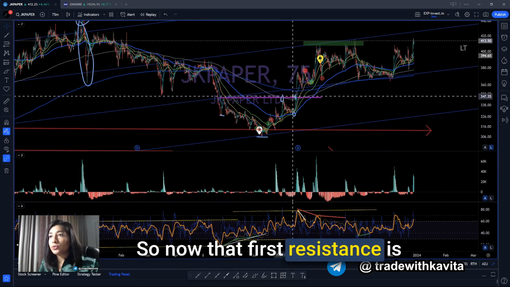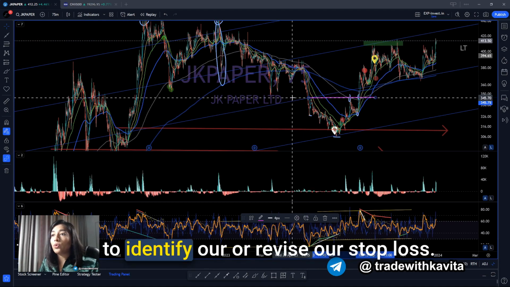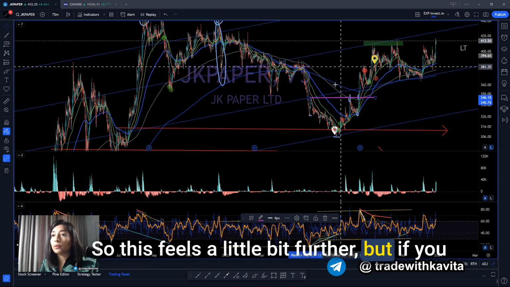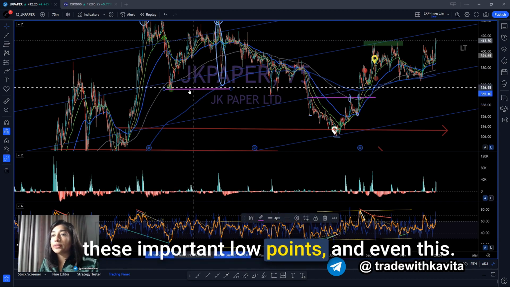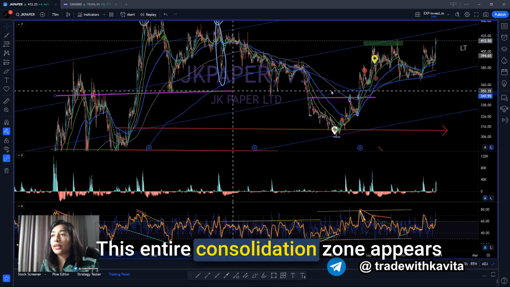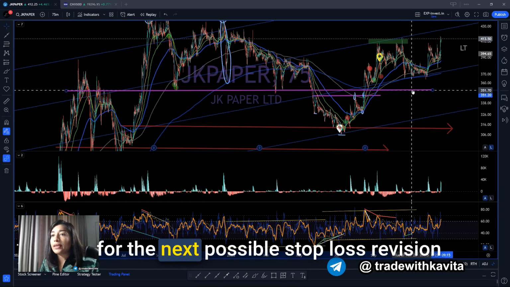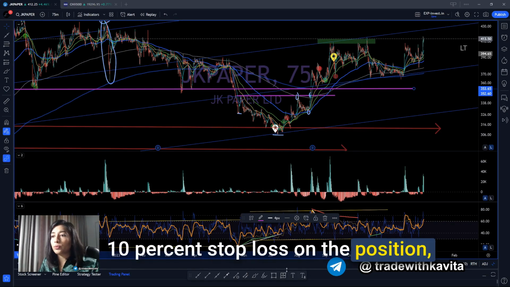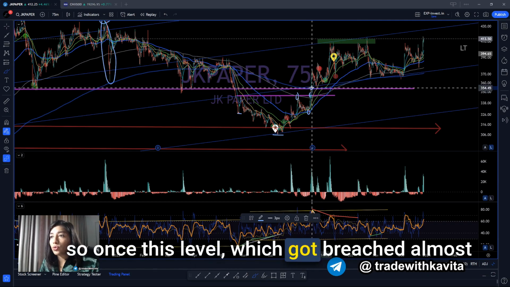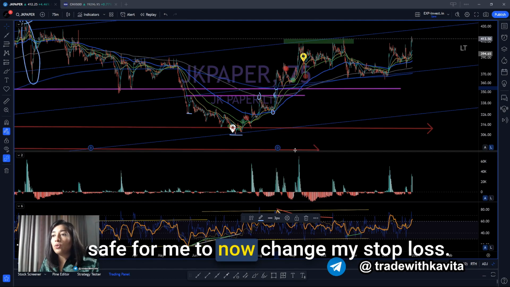So now that the first resistance is breached, we need to identify the next resistance above which we are going to revise our stop loss. This feels a little bit further, but if you look behind, I can see that there are these important low points. And even this entire consolidation zone appears as a pretty good point for me to look out for the next possible stop loss revision, because I don't want to keep maintaining a 10% stop loss on the position. So once this level got breached almost immediately, it was a signal for me to now change my stop loss.